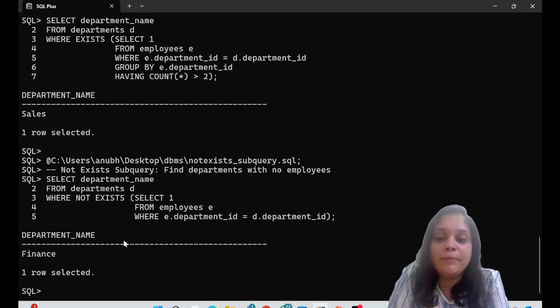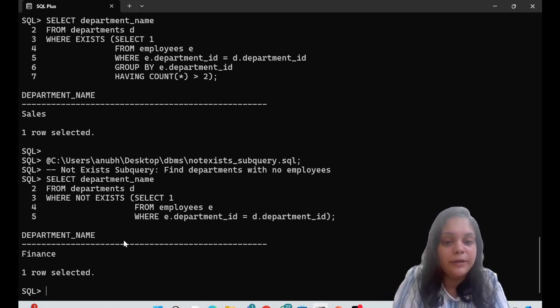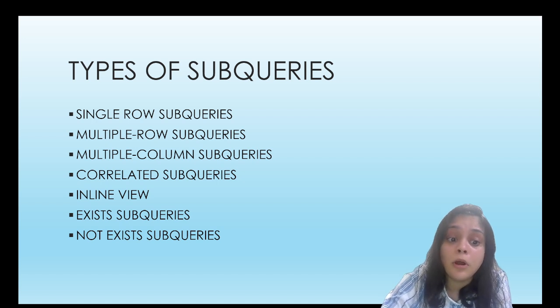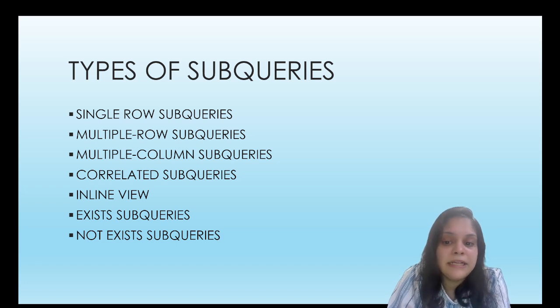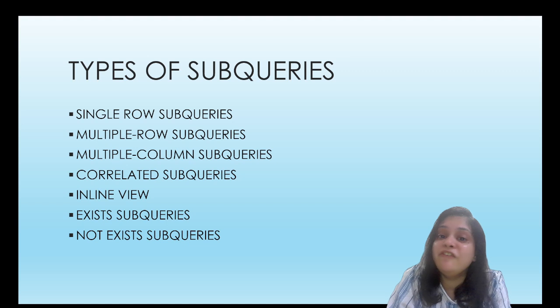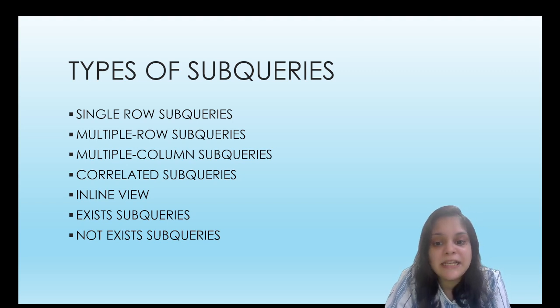So guys, to summarize, we have covered various types of subqueries, including the single row, multiple column, correlated, inline views, exist and not exist subqueries. Subqueries are a powerful tool that can make your SQL queries more efficient and readable. Give them a try in your own projects as well.